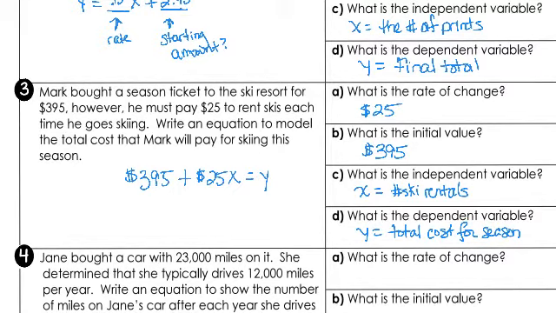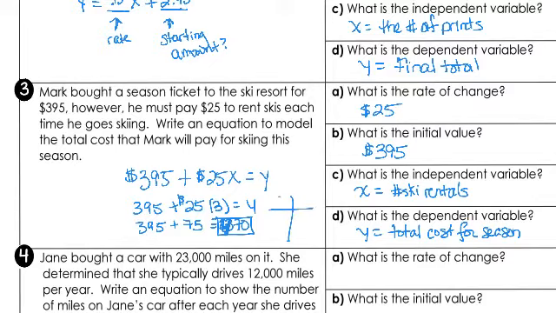Okay? So let's say he goes skiing 3 times. What will be his total cost? Well, we put in 3 for X. He has to rent the skis 3 times. And so 3 times 25 is 75. And $395 plus 75 is $470. So his total cost for the season would be $470. Okay, and that's how that works. You input a number like 3, and you get out your output.